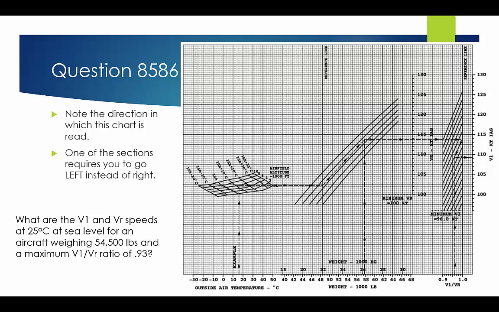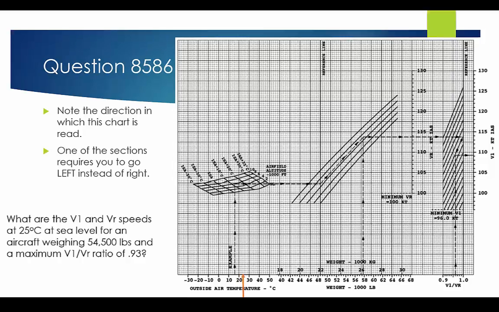This chart's a little unique in that part of it requires you to go over to the left, which is somewhat backwards when you're doing this type of chart, instead of to the right. So we're going to take a quick look at this chart since it's a little different than maybe what we're used to. What are the V1 and VR speeds for a maximum V1 VR ratio of 0.93? Let's take a look at this.